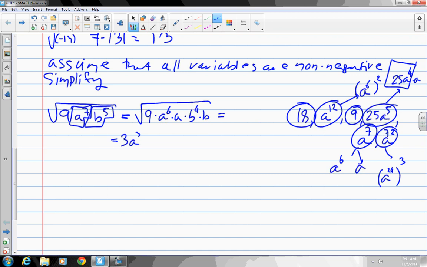How would you take square root of b to the 4th? B squared. Then everything else stays, so you have a and b still under the square root. Okay?